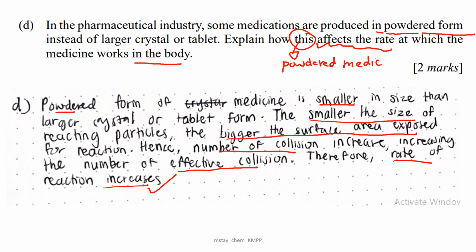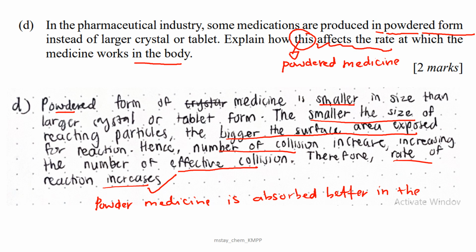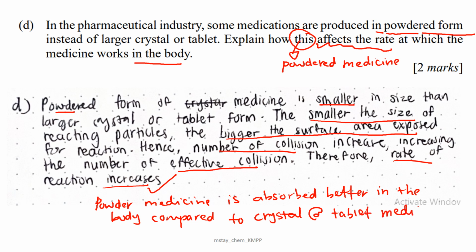medicine. So you supposedly add 1 more sentence. It's mentioned that powder medicine is absorbed better in the body compared to crystal or tablet medicine. Okay, so this one you will get the second mark. So for this question, you'll get 1 over 2.